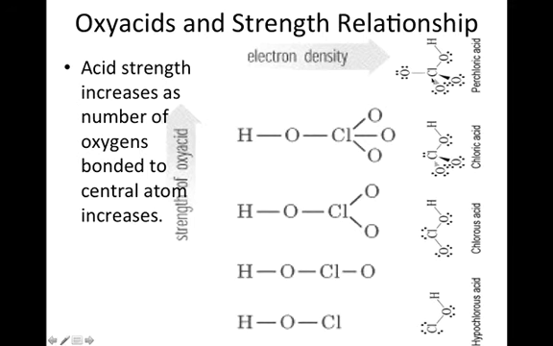Take a note. Here's our central atom. Chlorine is going to be the central atom for each one of these. So here you have one oxygen, and here's that hydroxide group right here. Here's the hydroxide group around the central atom, and an additional oxygen. So according to our statement over here, the strength increases as the number of oxygens bonded to the central atom increases. All right, so you've got that hydroxide group here, and then you have additional oxygen, another oxygen. All right, and then boom, boom. So the acid strength increases as the number of oxygens bonded to the central atom increases.